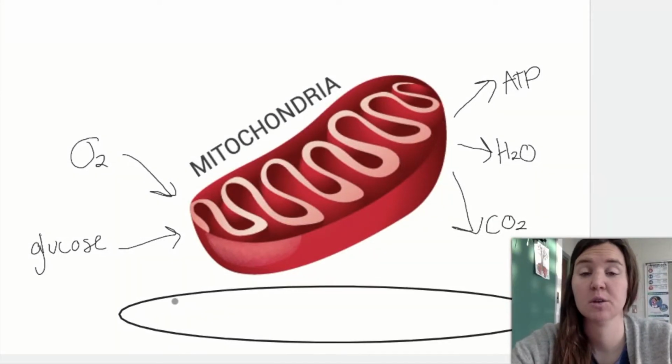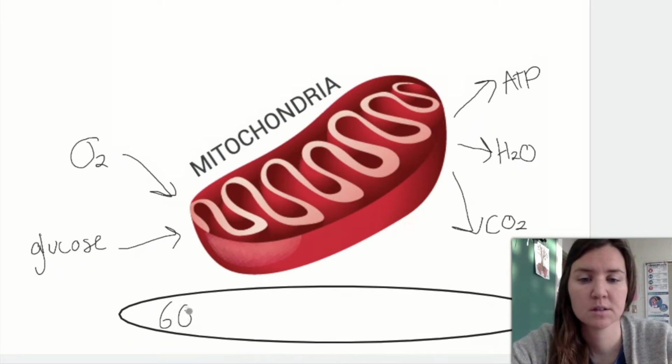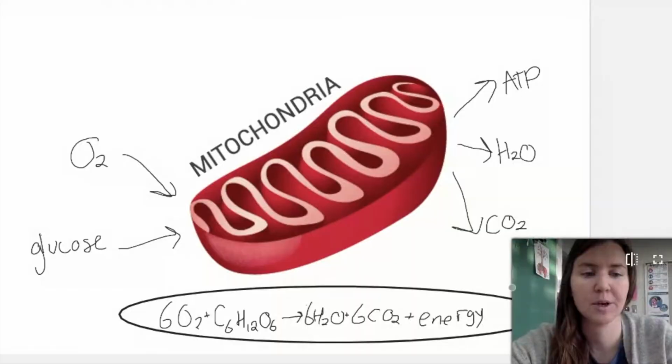If we were to write out cell respiration as an equation, it would look like this. 6O2 plus our glucose, which was C6H12O6, gives us 6H2O plus 6CO2 plus energy.